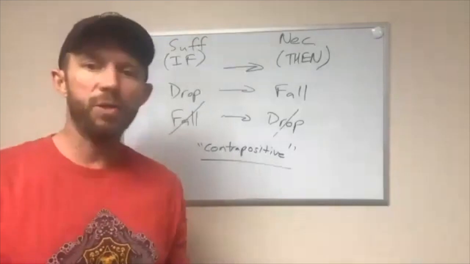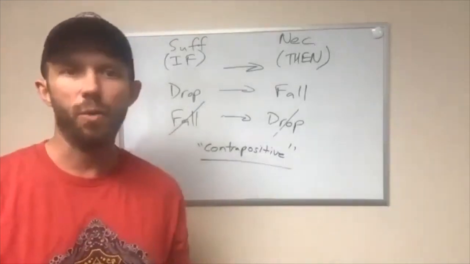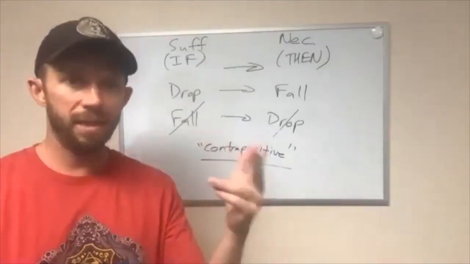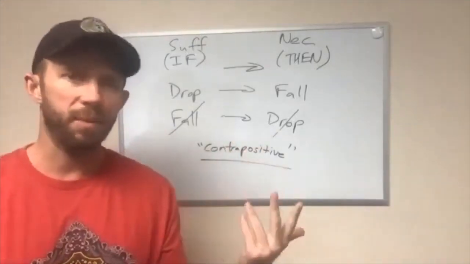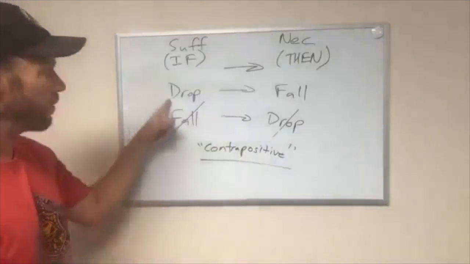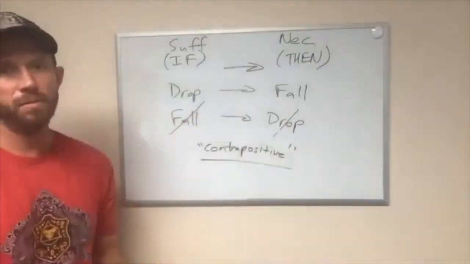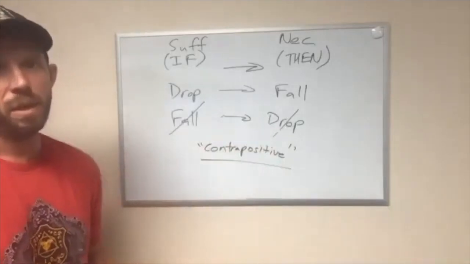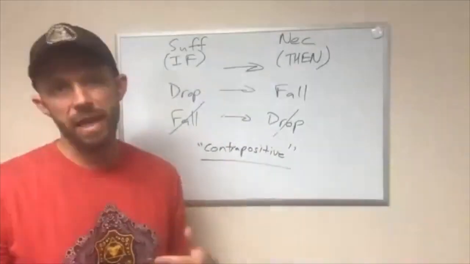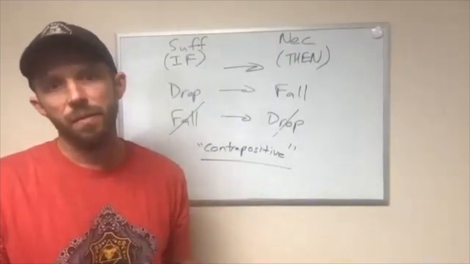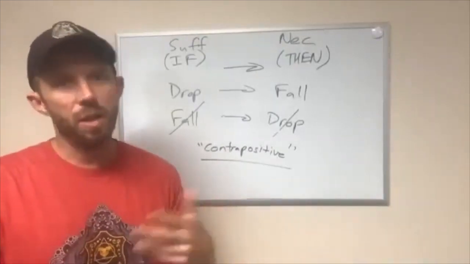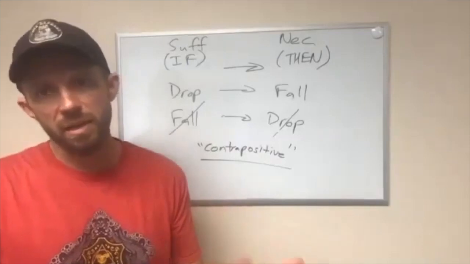All the contrapositive is, is just another way of looking at that same rule. A rule and its contrapositive are the exact same thing. The rule, if you drop it, it will fall, and the rule, if it didn't fall, it couldn't have dropped, are just two different ways of saying the exact same thing. That's not a new rule. It's not a new concept. It's just common sense. It's just two different ways of saying the exact same thing.